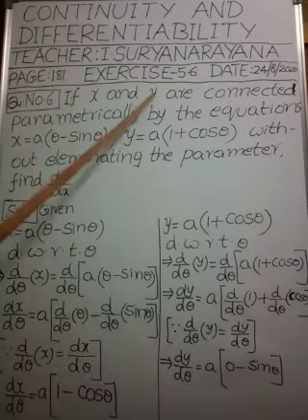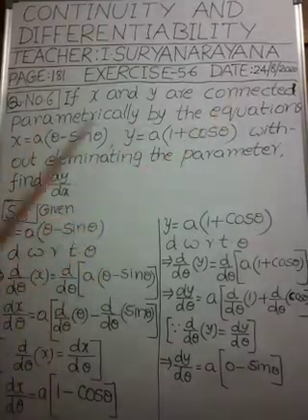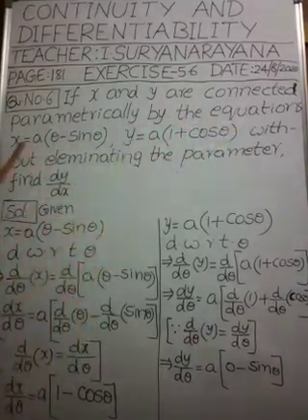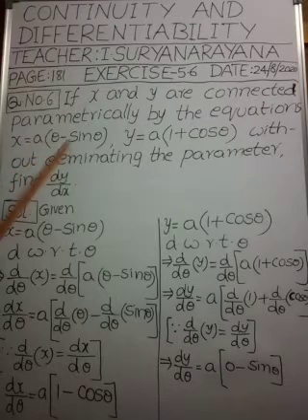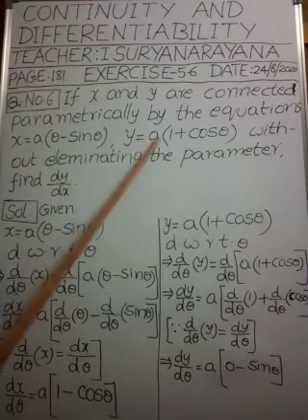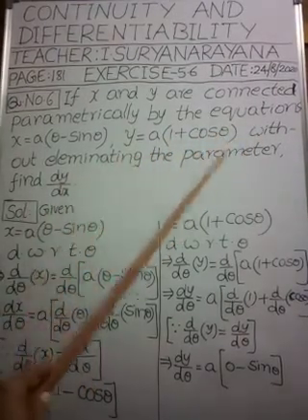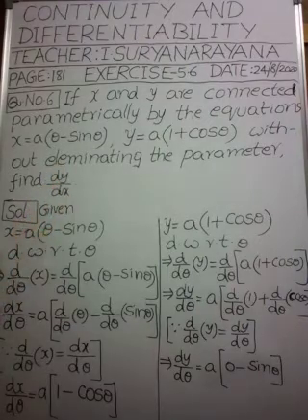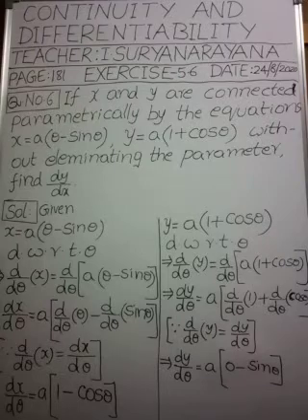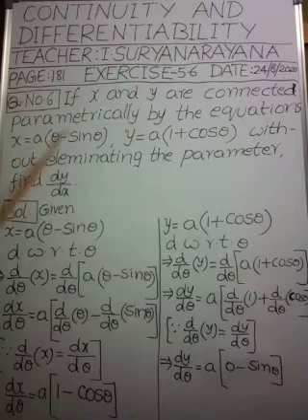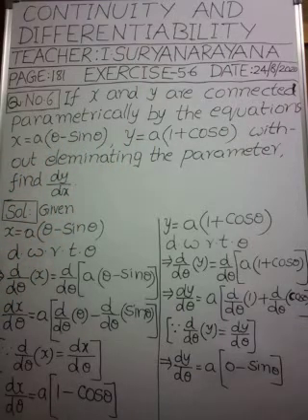If x and y are connected parametrically by the equations x is equal to a of theta minus sine theta, y is equal to a into 1 plus cos theta, without eliminating the parameter, find dy by dx. In the previous class also we have discussed how to find dy by dx if parametric equations are given. These two equations are said to be parametric equations. Okay, my dear children.